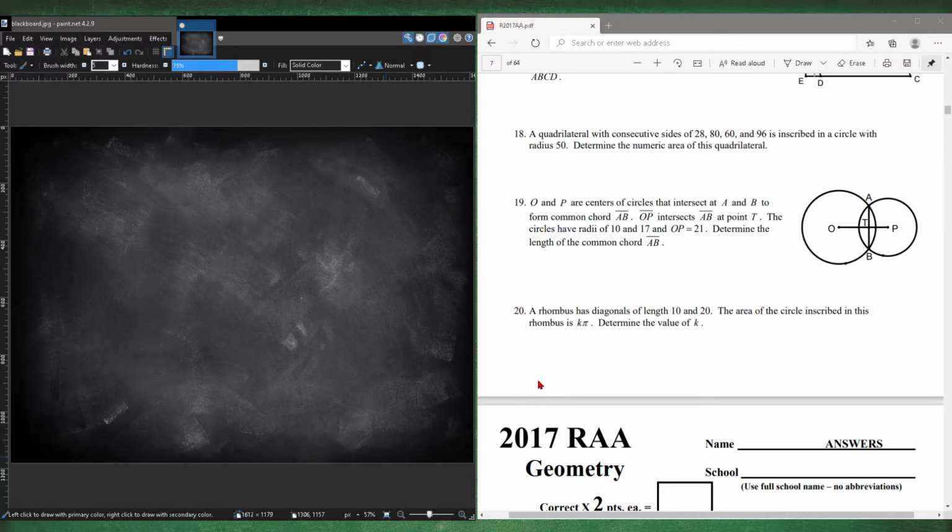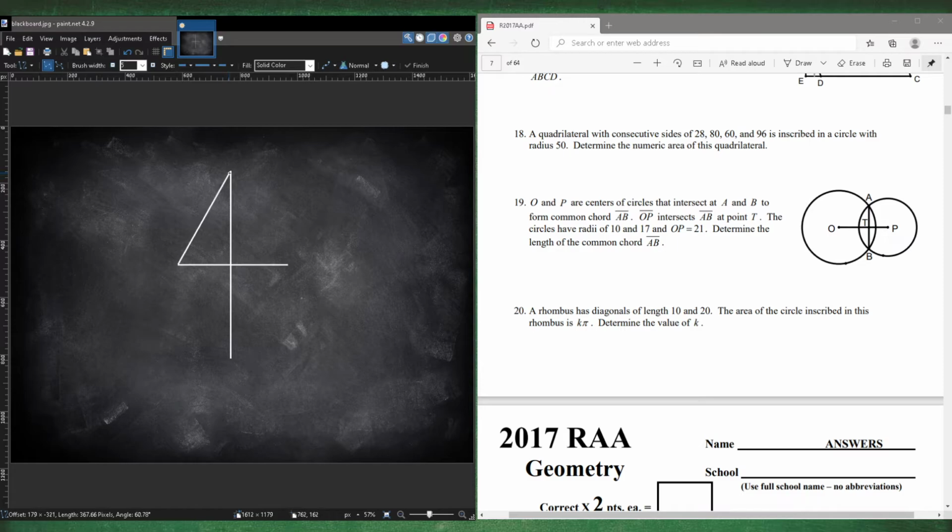Okay, number 20. A rhombus has diagonals of lengths 10 and 20. The area of the circle inscribed in this rhombus is k pi. Determine the value of k. So we have two diagonals, so let's draw the diagonals. The diagonals of a rhombus should cut each other right in half. And now I'm going to draw the sides of the rhombus: something here, something here, something here, and here.